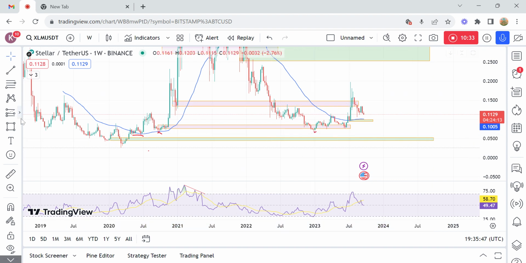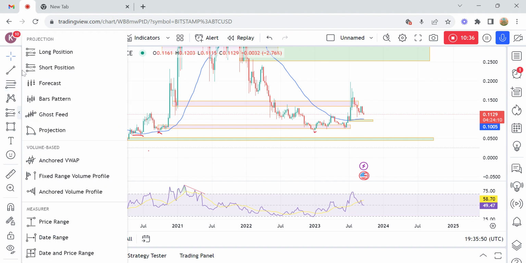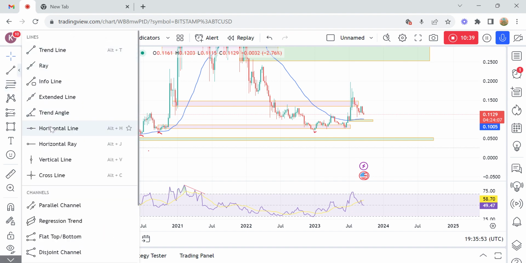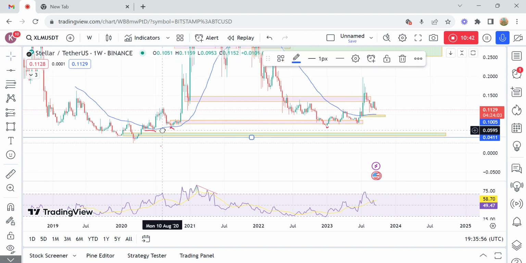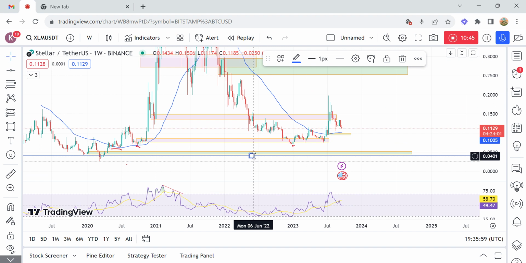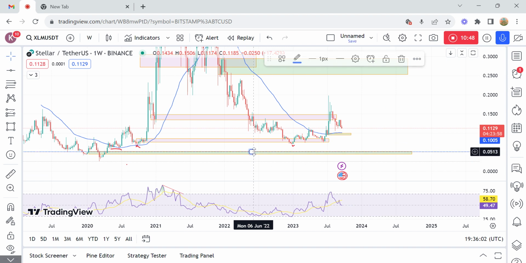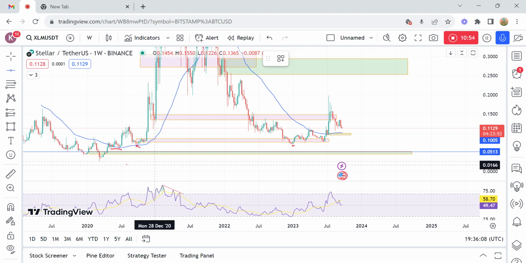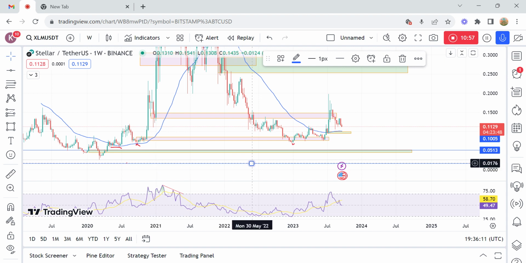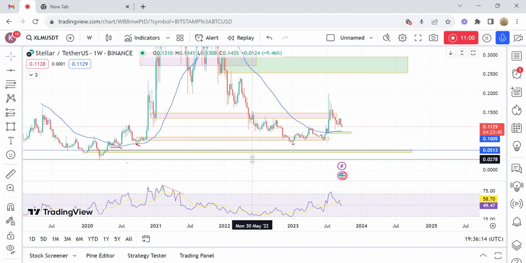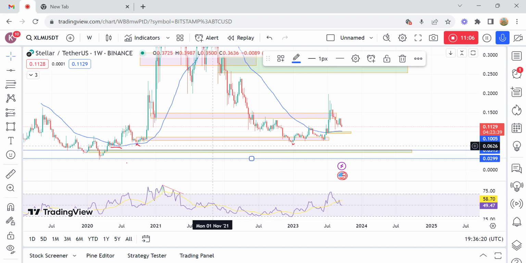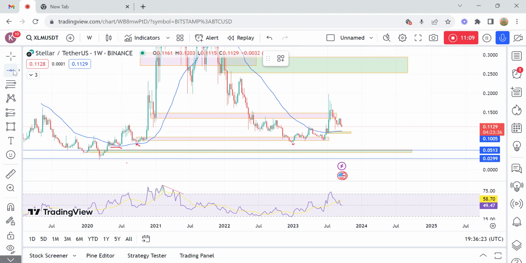So in the long run, let me use our horizontal line, I'm expecting XLM to touch 0.05, and then the next level I'm looking for is for XLM to retest this low here at 0.02. And then if there's so much volatility, I expect XLM to get to this level.